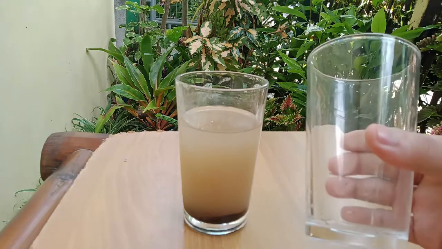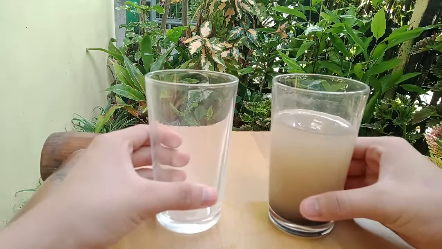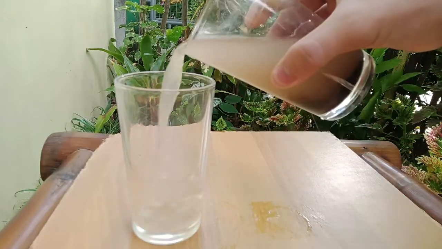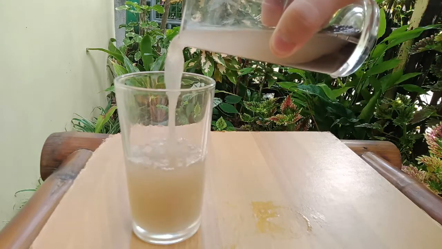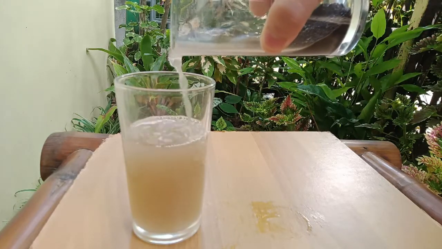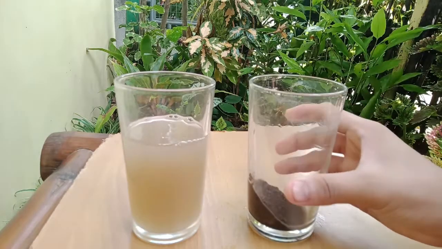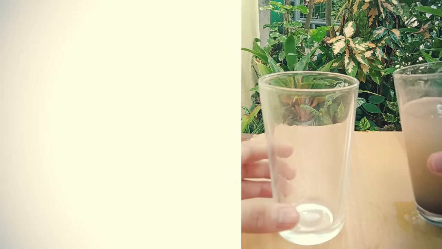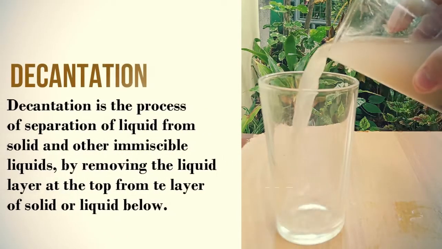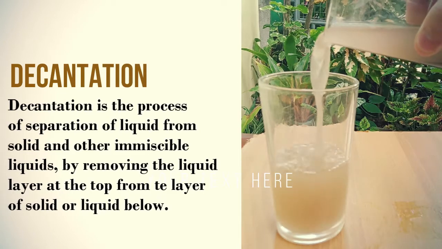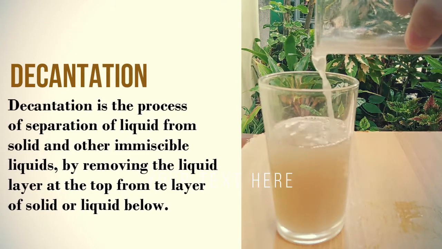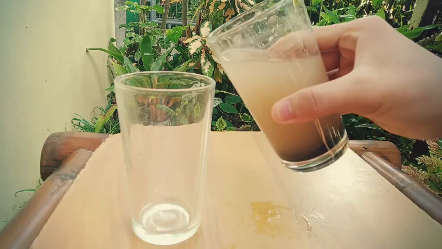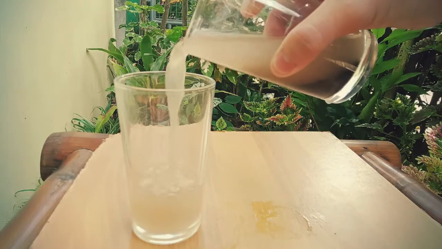So after the sedimentation process, we need to separate the top layer of the mixture from the sediments at the bottom by transferring it to the other container. This process is called decantation. Decantation is the process of separation of liquid from solid and other immiscible liquids by removing the liquid layer at the top from the layer of solid or liquid below. The process can be carried out by tilting the mixture after pouring out the top layer.